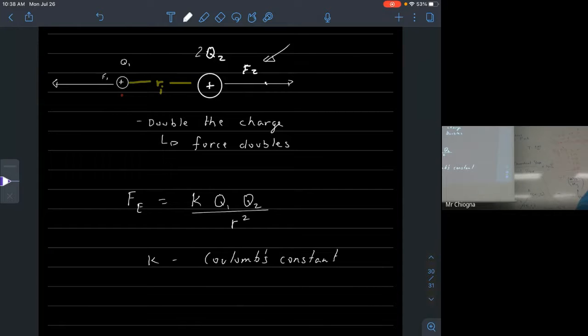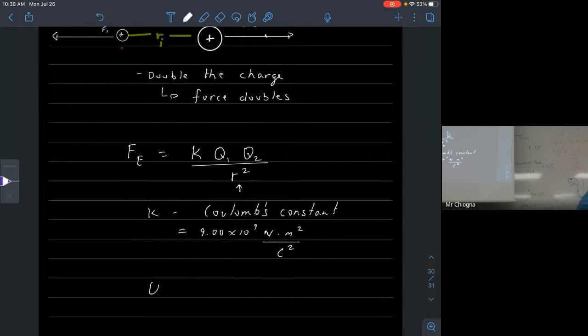Okay, and it's got a value of 9 times 10 to the 9. Newtons has to be in newtons because it's going to give you a force. On top, meters squared, because you've got meters squared in the denominator here, divided by what's on top, coulombs squared. Q1 or Q2, it doesn't matter, is the charge in coulombs.